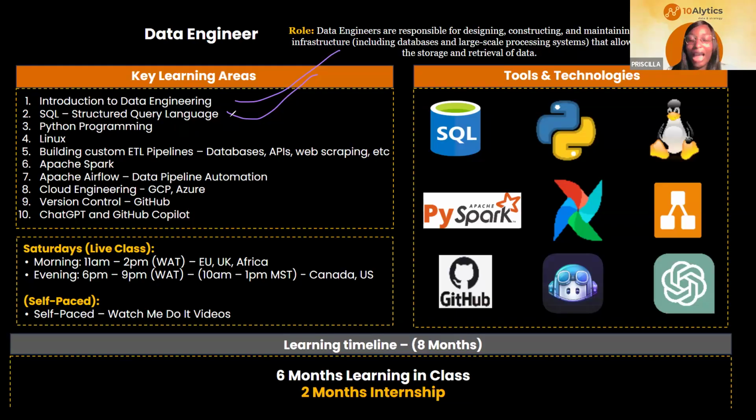Then you learn Python. Absolutely need to learn Python, right? Then you also get to learn Linux, how you can build custom ETL pipelines, Apache Spark, Apache Airflow, cloud engineering, version control, ChatGPT, and GitHub Copilot. Right now, these are the things you're looking to learn if you're looking to go into data engineering. And absolutely, the learning timeline is the same.